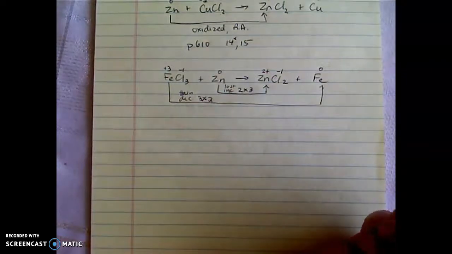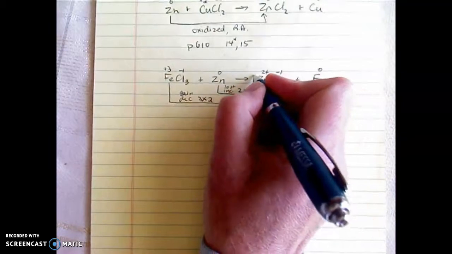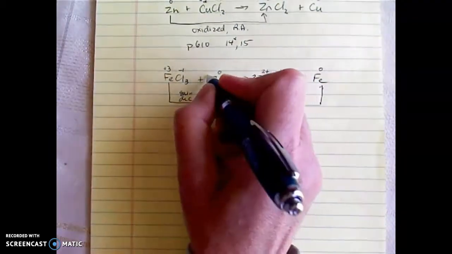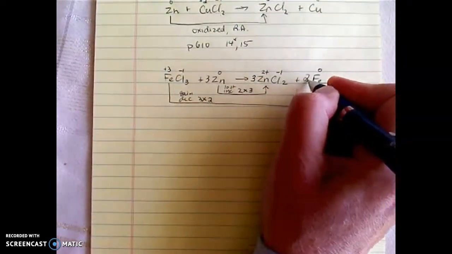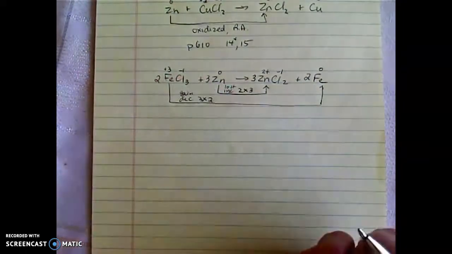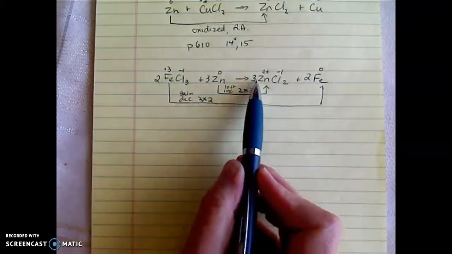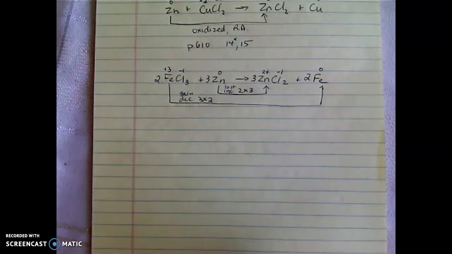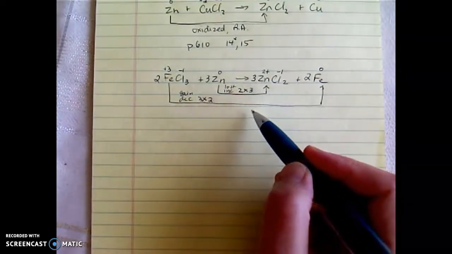So what does that mean? It means that I'm going to have to multiply my zinc by 3. And if I have 3 zincs here, I need 3 zincs here. It means I'm going to have to multiply my iron by 2. So if I multiply that iron by 2, I have to have 2 irons on this side. And then double check your chlorines. You've got 6 and 6. So again, this was an easier one, but I just wanted you to see the concept behind this.